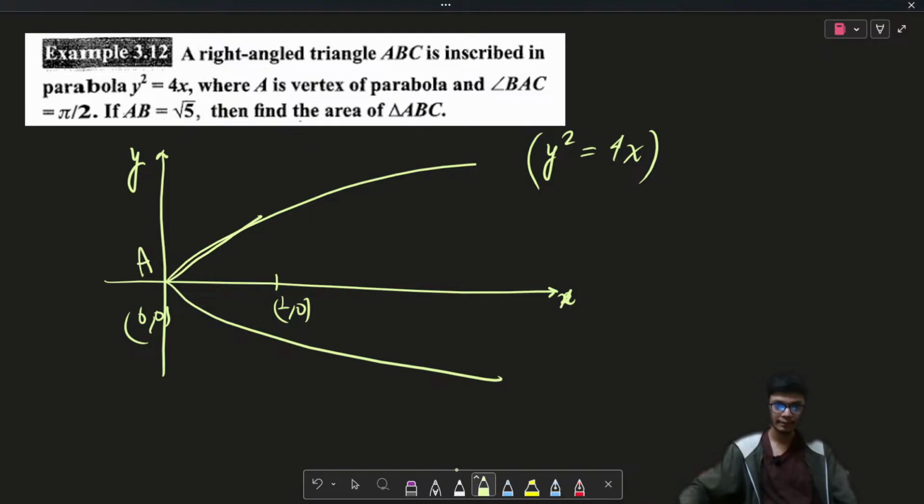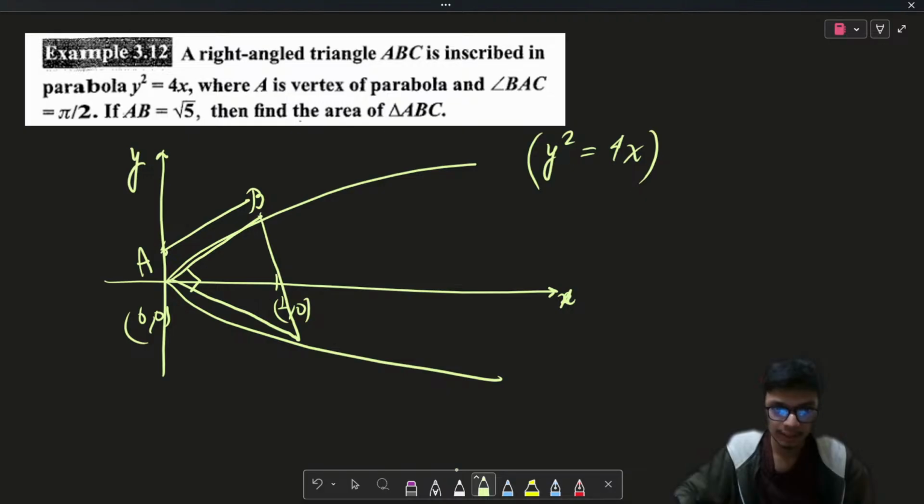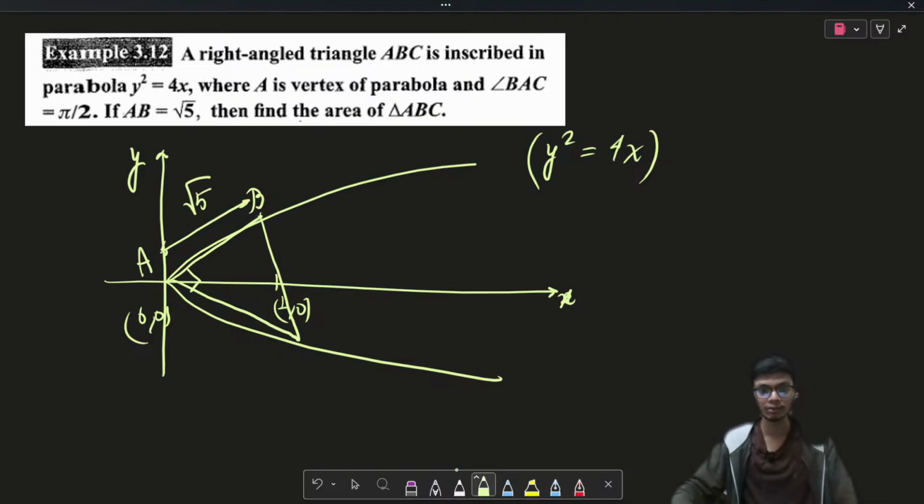So triangle ABC is such that this particular angle PAC is going to be 90 degrees. And it is mentioned that this line AB has length root 5. So we have to find what is going to be the area of this triangle ABC.